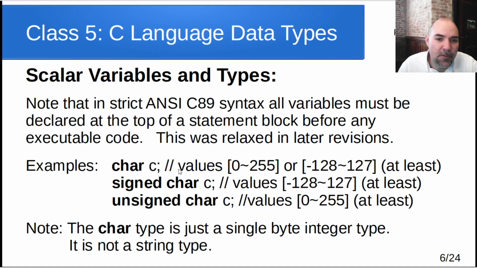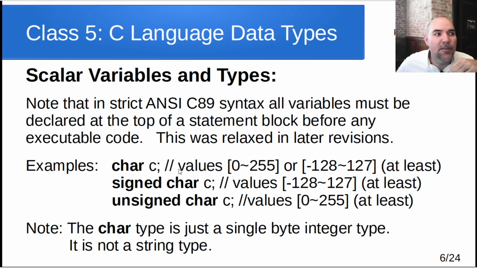Okay, so in strict ANSI C89, all variables have to be declared not just before they're used, but at the top of an executable block of code. So in other words, if you had a function that you defined, and here's the function body, you would put all of the local variables that function uses at the top of that block of code.